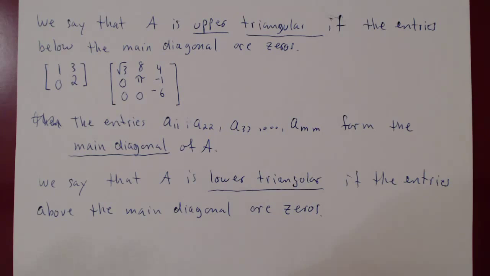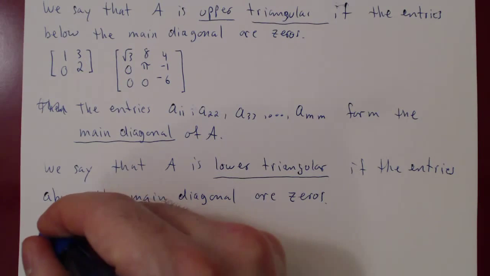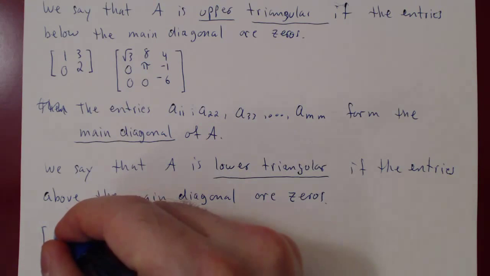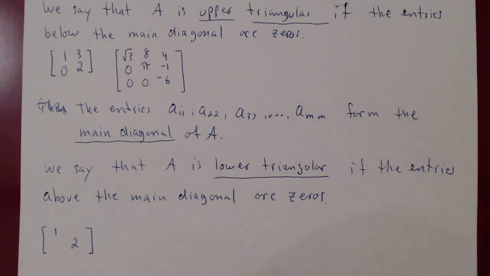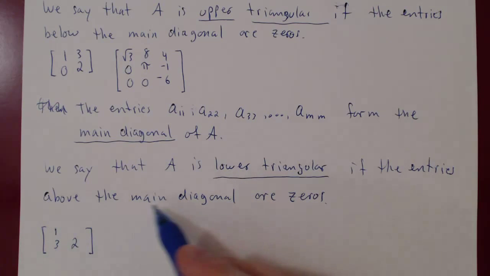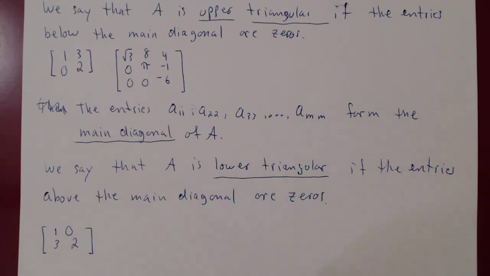Let's look at, again, two very simple examples. So what's on the diagonal can be anything we want. Let's go with 1, 2. What is below can be anything we want, 3. But the entries above the main diagonal have to be zeros. This entry here would have to be 0.